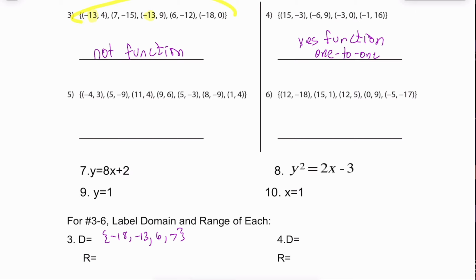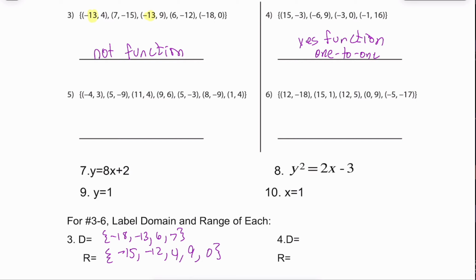So the only x's that I see in this list right here are negative 18, negative 13, 6 and 7. So you're going to use that set notation with the little brackets. Okay, now let's do range. Range, we're just going to list the y's. If there's any repeats, you only list it once. I like putting them in least to greatest order, but that's not necessarily required. So I see negative 15, negative 12, 4, 9, and I forgot 0.